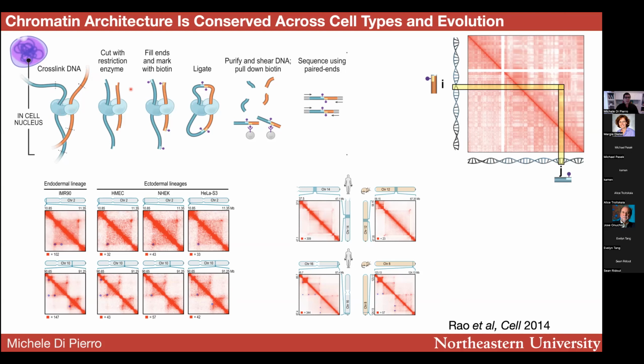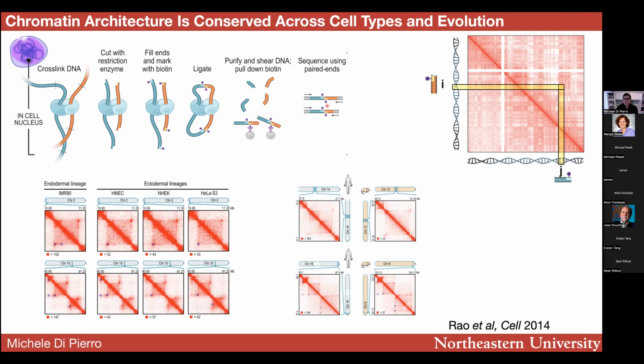Then they are cut with restriction enzymes, the open ends of DNA are ligated, and then purified and sheared to produce a library of sequences in which we have a blue piece and an orange piece. These chimera sequences are pieces of DNA that happen to be in close physical proximity, but maybe far away along the polymer.